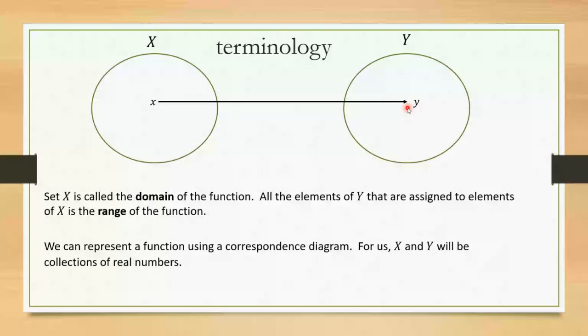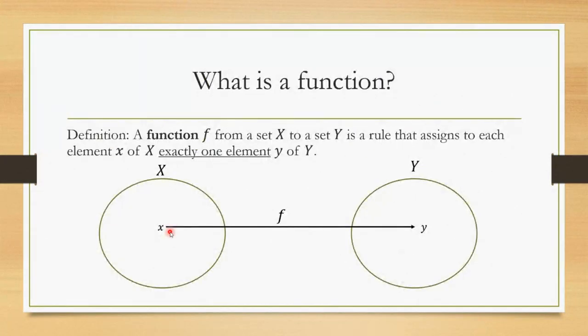So if we go back to that machine analogy, all the input for the function, all the things that go into the function, that's the domain. And all the things that come out, the output, that's the range. That may not be the entire set Y though. It could be, but it doesn't have to be.